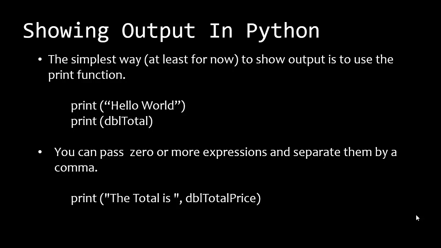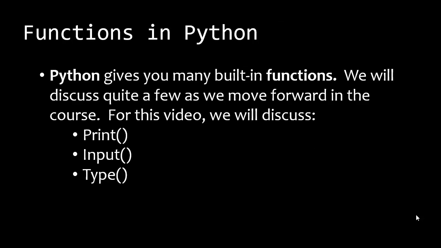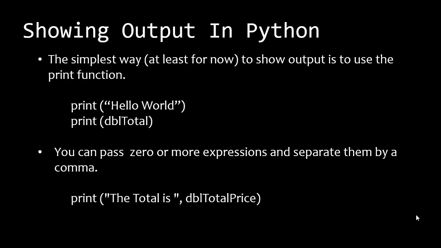The simplest way to show output is to use print. In this case, you can say print, open bracket, hello world. Again, print's a function, see that right there? So in this case, print, hello world being a string. You can also say print of a variable, and it will print the contents of that variable. You can pass 0 or more expressions and separate them by a comma.